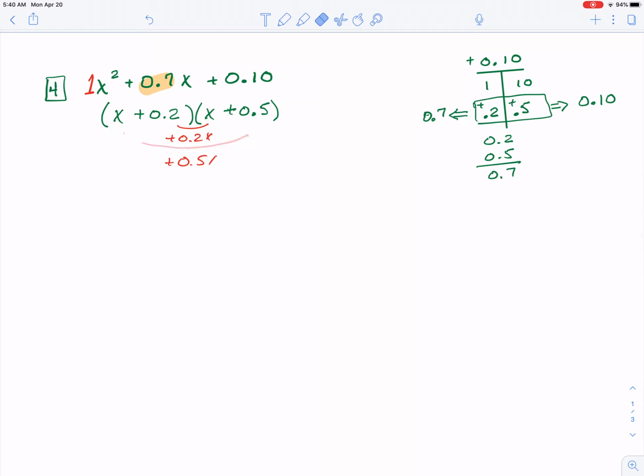Okay, so I hope that helps on these multiple types of examples on factoring.